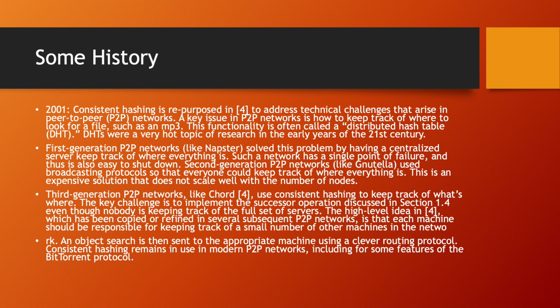Third generation P2P networks like Chord use consistent hashing to keep track of what's where. The key challenge is to implement the successor operation discussed in the article, even though nobody is keeping track of the full set of servers. The high-level idea, which has been copied and refined in several subsequent P2P networks, is that each machine should be responsible for keeping track of a small number of other machines in the network. An object search is then sent to the appropriate machine using a clever routing protocol. Consistent hashing remains in use in modern P2P networks, including for some of the features of the BitTorrent protocol.